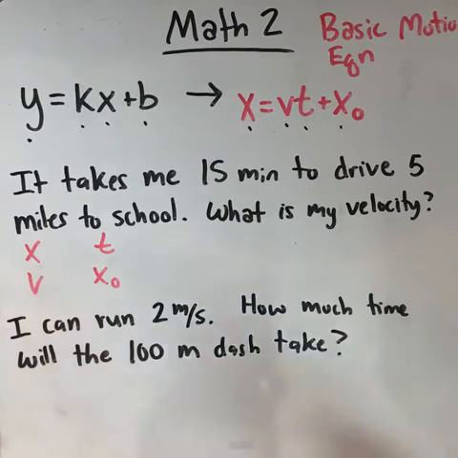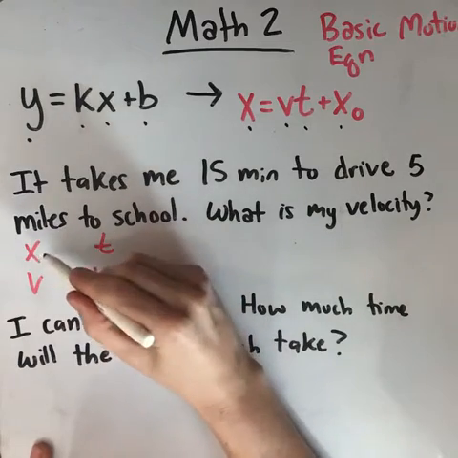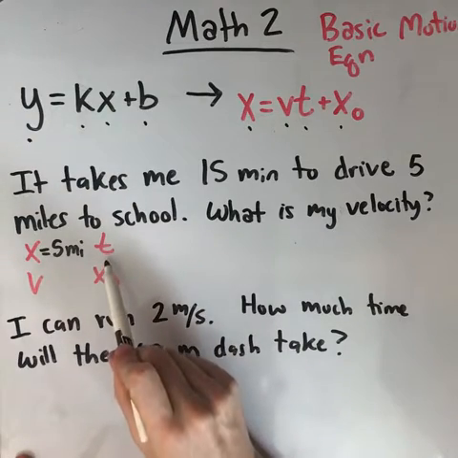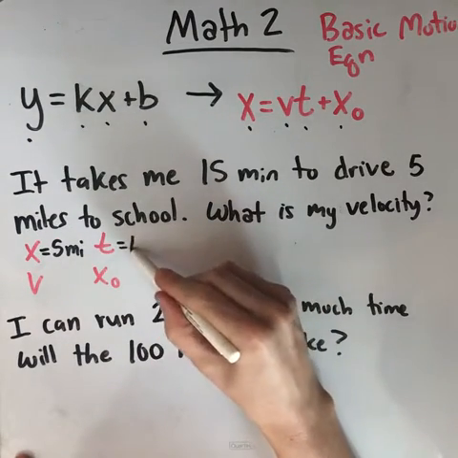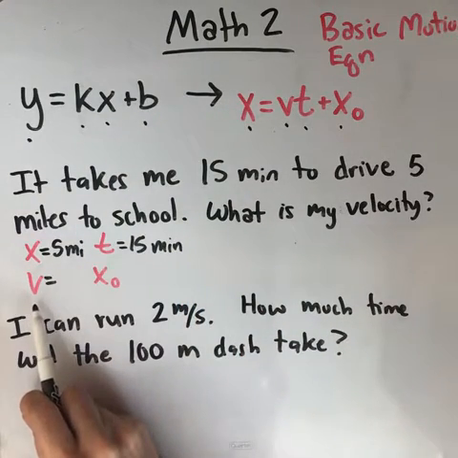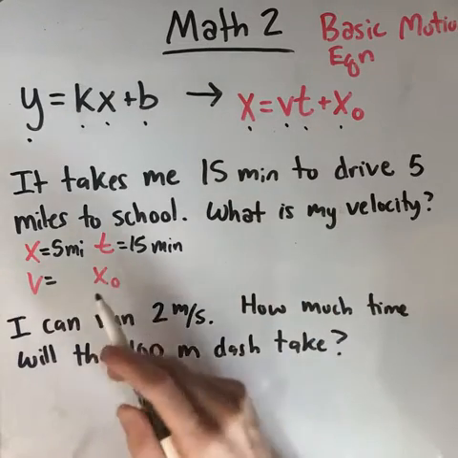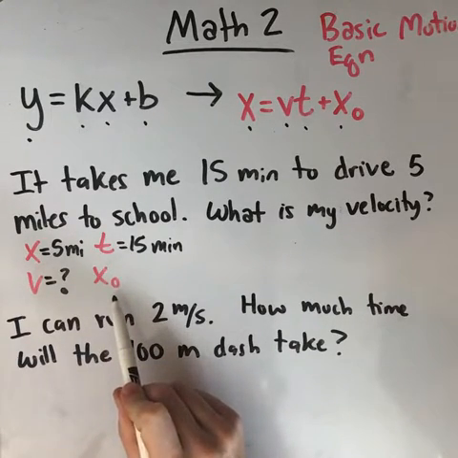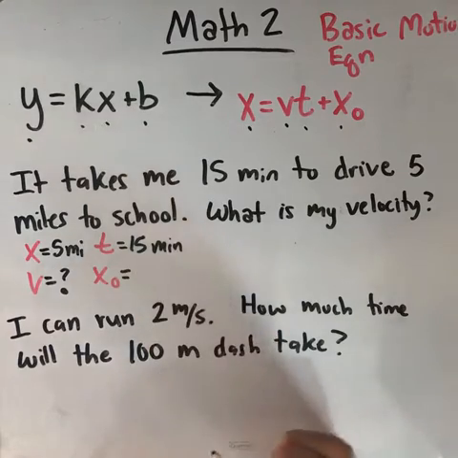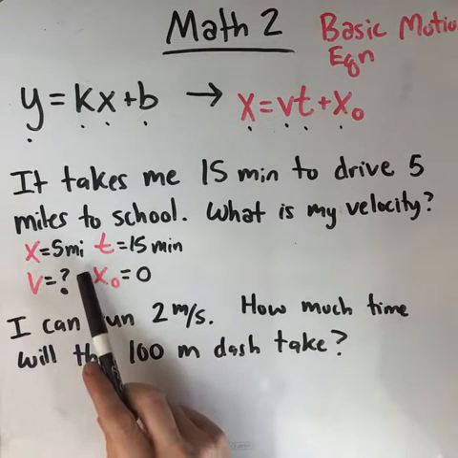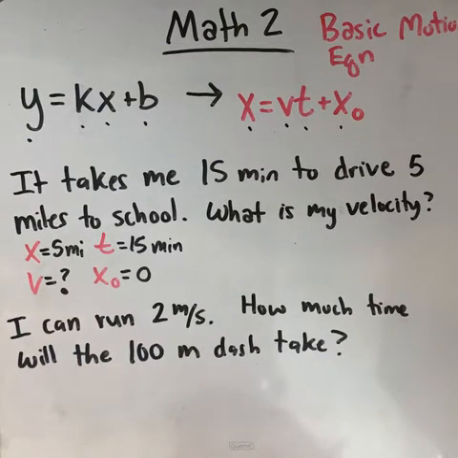X is the position of the school, which it told me was 5 miles. T is the time it takes. It told me it was 15 minutes. V is my velocity. I don't know my velocity, so I'm just going to put a question mark. XO is my head start. If the story doesn't mention a head start, we always assume it's 0. This is the most important step, is making sure you put the right numbers with the right letters.